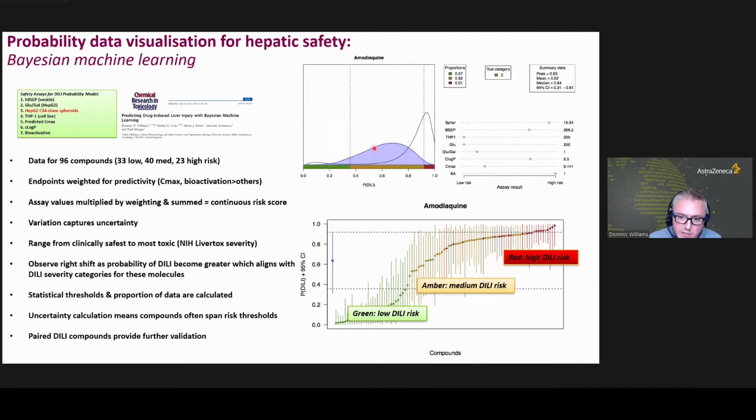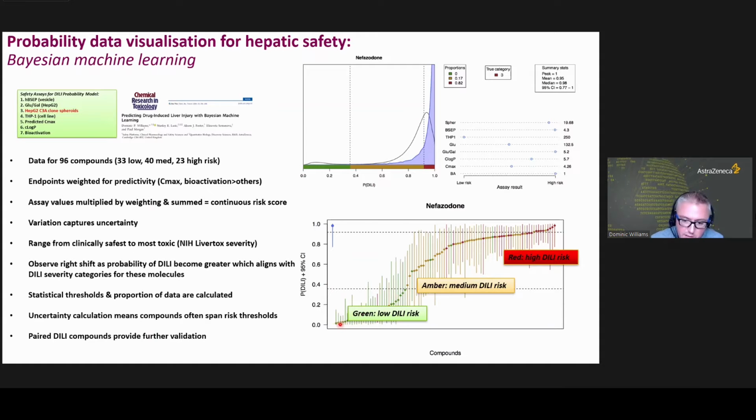And I'll just play the video again. You can see this curve, the profile changing shape. Essentially, this variation captures the uncertainty, because you can have some assays which suggest the drug is completely safe and some assays which predict the drug may be toxic, and this gives a variation into the weighting on the variation on the curve. And here we have compounds which range from clinically safest.